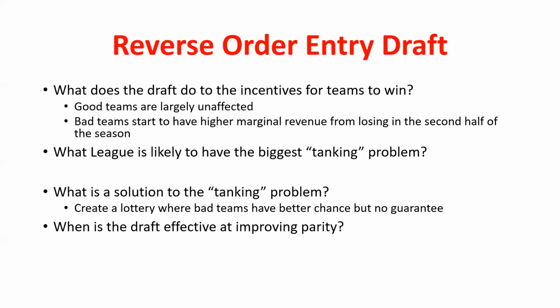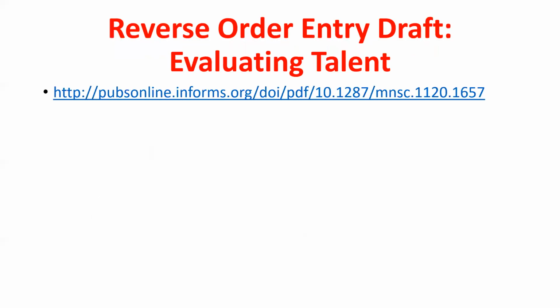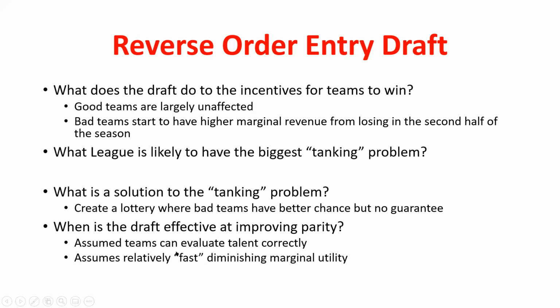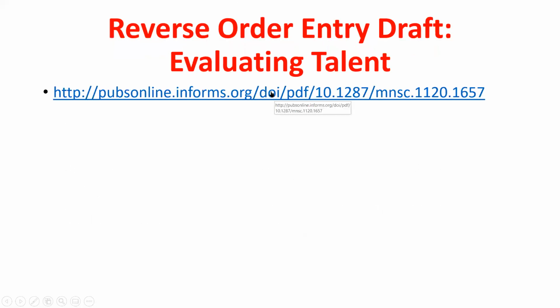So I think we mentioned all these. Let's see if I forgot any here. So we talked about quickly diminishing marginal utility, if teams can't evaluate talent correctly, the profit maximization, and the fact that these players are also very expensive.